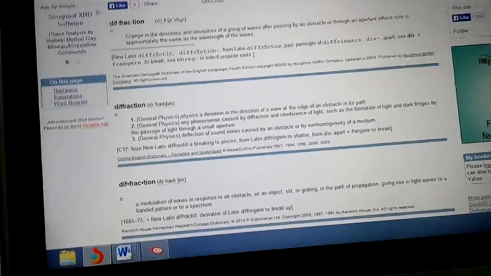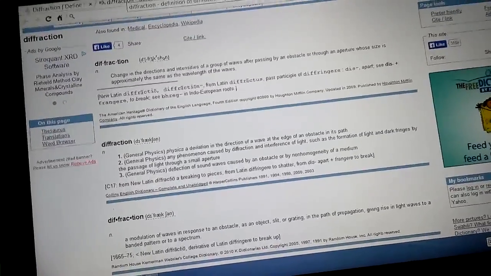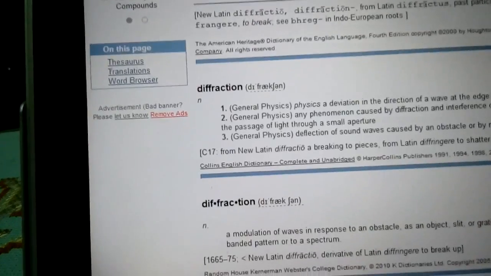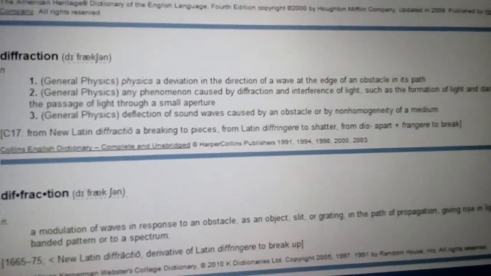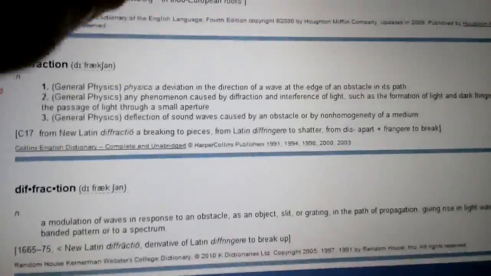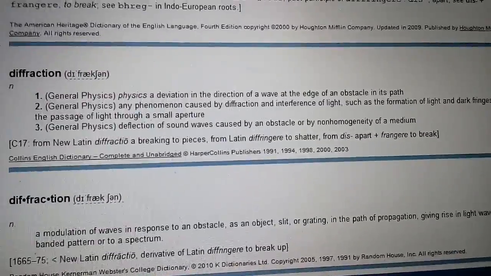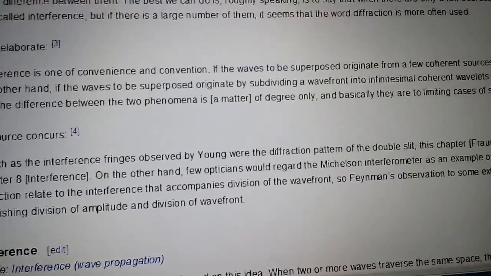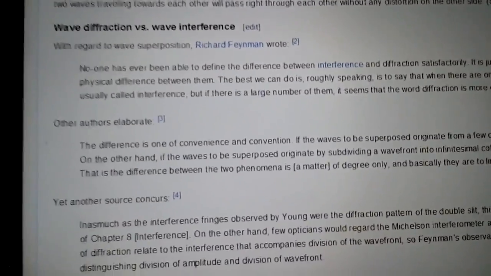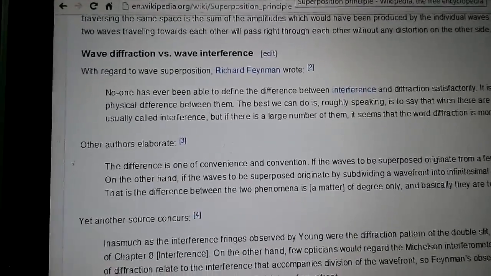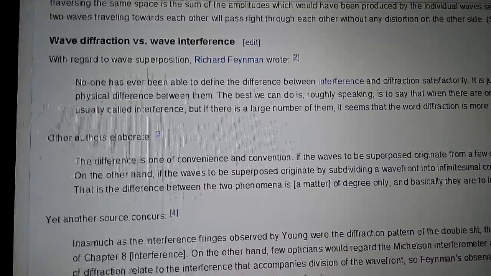Some sources provide different definitions, which might be misleading and often confused with other optical phenomena, especially with interference of light. For example, the Wikipedia article titled Superposition Principle, in the subtitle Wave Diffraction versus Wave Interference.